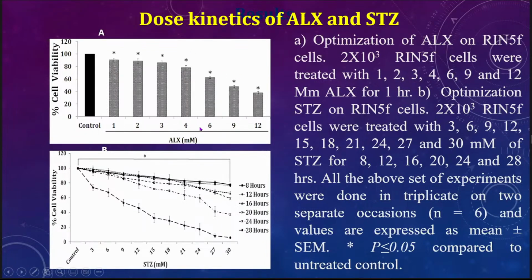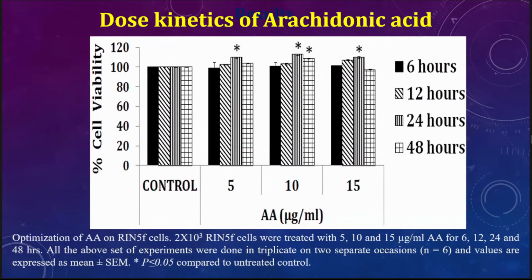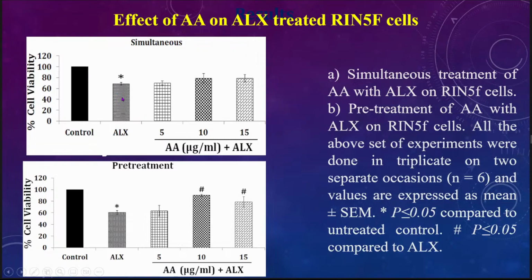And so once we had established the dose of alloxan that can decrease the survival of these pancreatic beta cells, we then tested several fatty acids, but I'm showing you here the slide with arachidonic acid because we found that arachidonic acid is the most effective one. Arachidonic acid by itself does not have any effect on the survival of the pancreatic beta cells. So it is not toxic even up to 48 hours of incubation with 15 micrograms of pure arachidonic acid. But when you take alloxan and the cell viability is decreased, and you add arachidonic acid, the cell viability is increased.